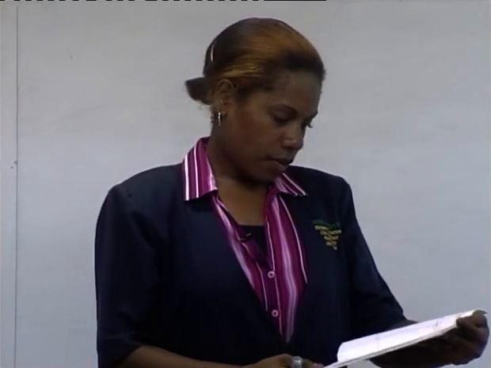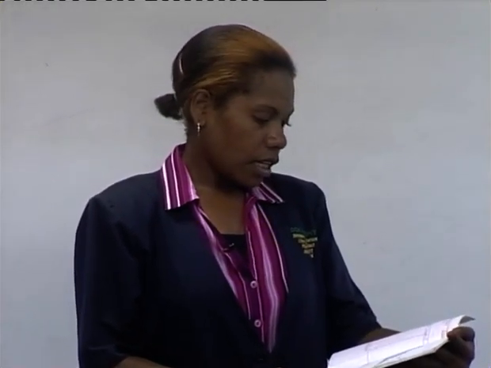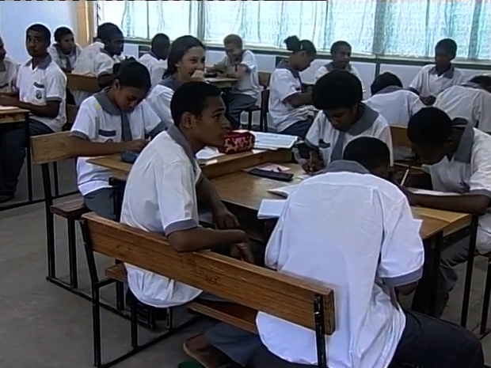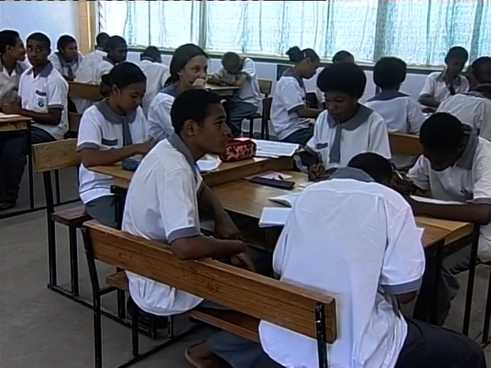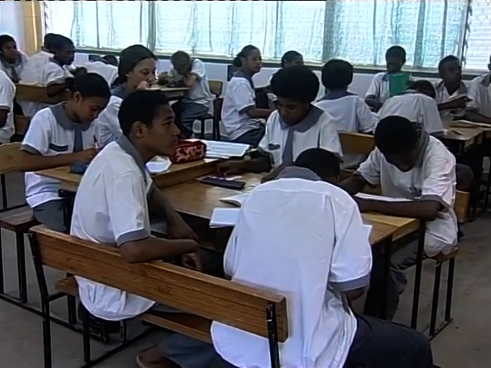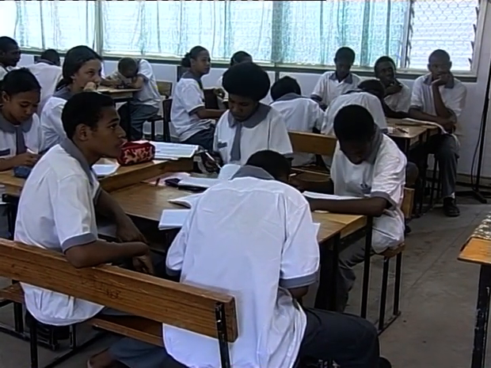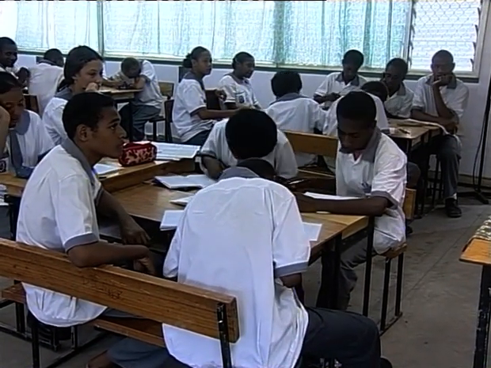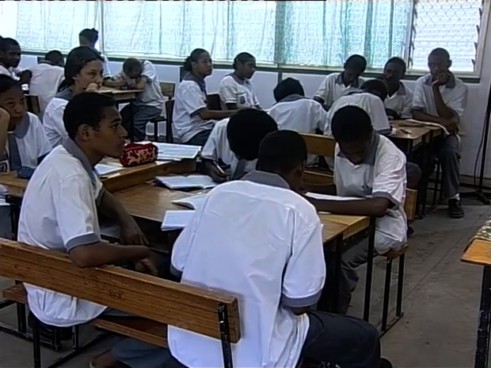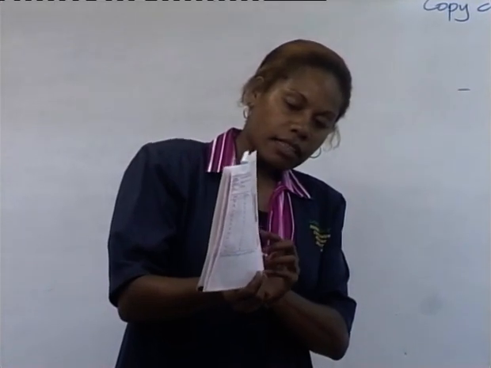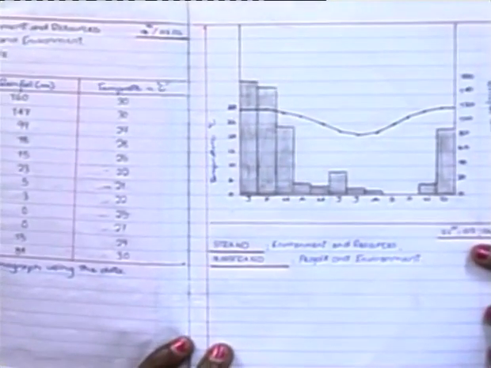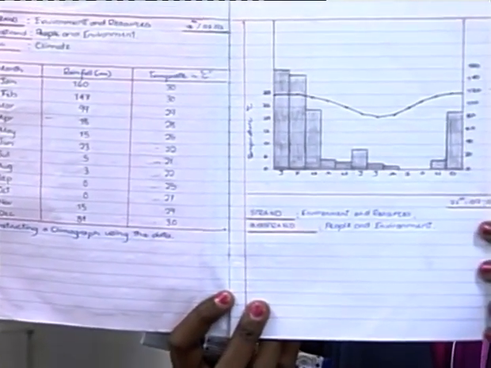Now let me see. All right, we constructed a climograph of a city in Western Australia, Broome. I gave you the climate figures, the temperature readings and the rainfall readings, and you were to come up with a climate graph. So it could be something like this. Receiving students, if you did construct your climograph or climate graph, then you should have something like this.